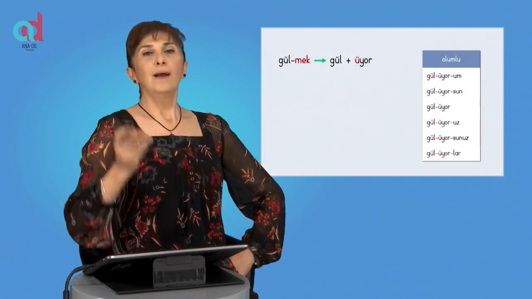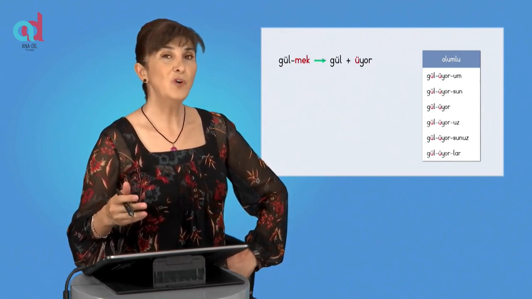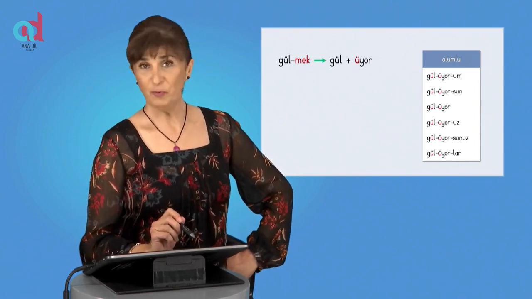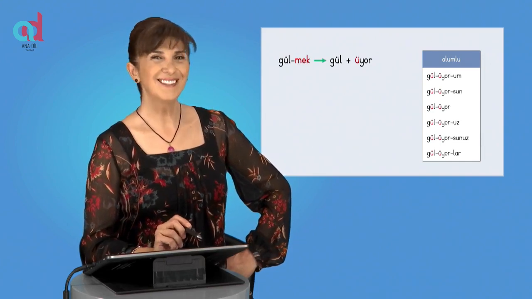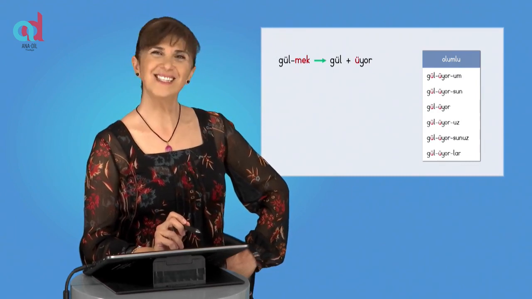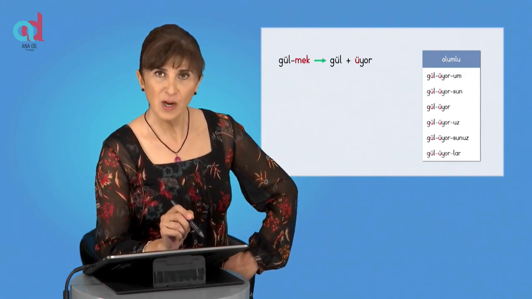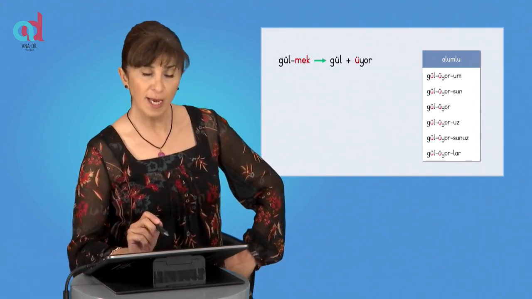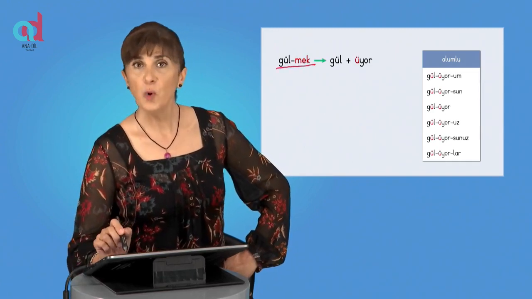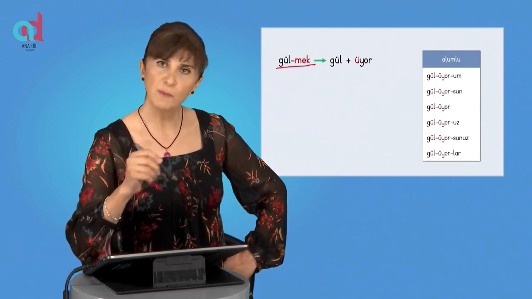Okay. Let's start to conjugate our verbs. I chose this verb for you guys, which is smiling. We need to smile more and more nowadays, don't we? It makes us feel better, huh? Okay, so this is what I was trying to tell you. We are going to conjugate this verb gülmek in the positive way. So we will conjugate it: I smile, you smile, and so on.